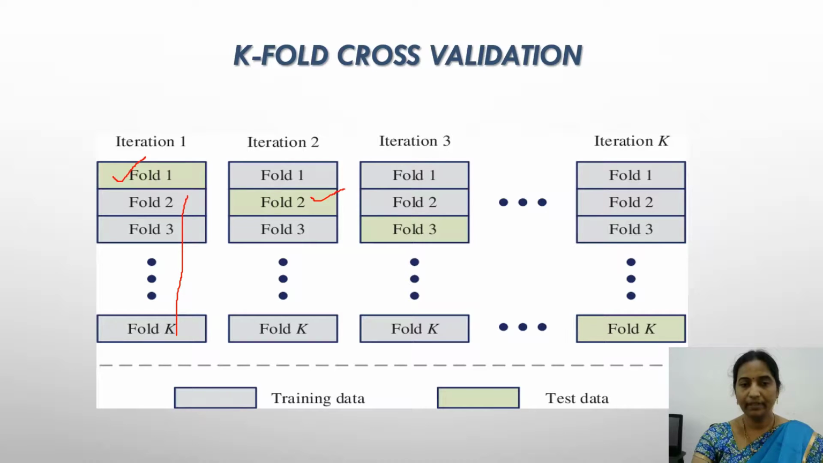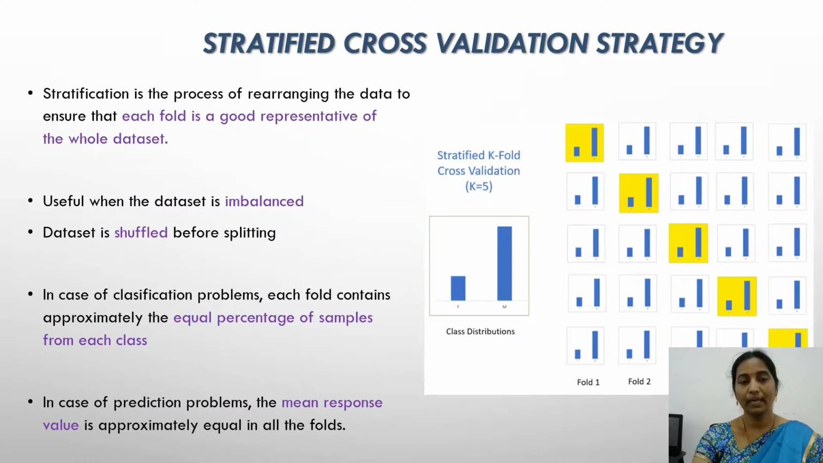And the performance of the model in each iteration is computed. On the first iteration, the performance of the model is evaluated on fold 1, the second iteration on fold 2, in the third iteration on fold 3, and so on, in the kth iteration on fold K. So this is how it is repeated K number of times, and the model performance is the average performance of all these folds. That is how the K-fold cross-validation strategy is evaluated.